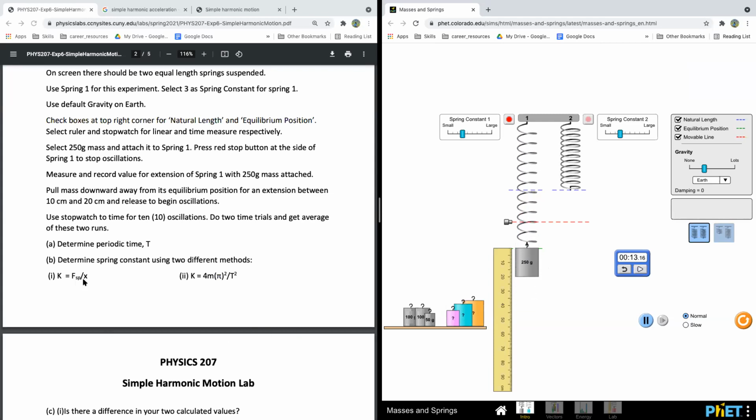So mg divided by x. x is extension. So basically it's extension from here to here, from the natural length to the equilibrium position. And the other is K equal to 4mπ² over T². So this is another way to calculate the constant. Since the first step, you already calculated the periodic time. So you can use this one, and 4mπ² are constants. You just put the periodic time here, then you can calculate the spring constant.